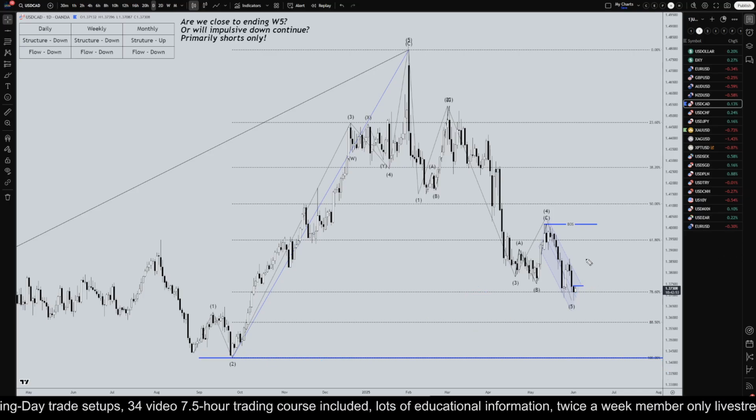We definitely don't have engulfing up. We definitely don't have a breaker structure up. So the trend is definitely still down.